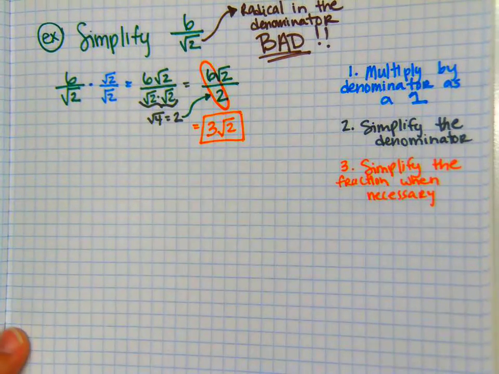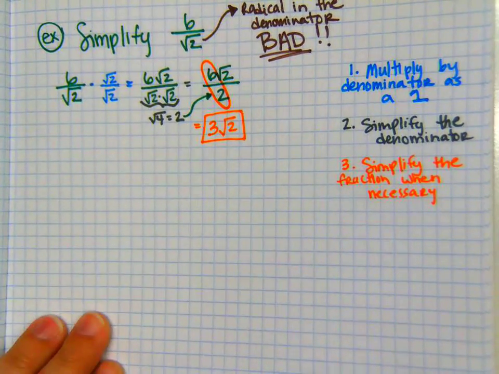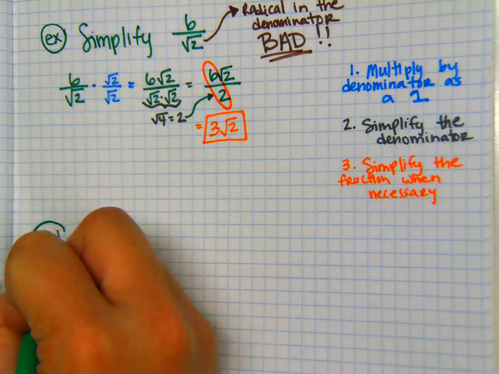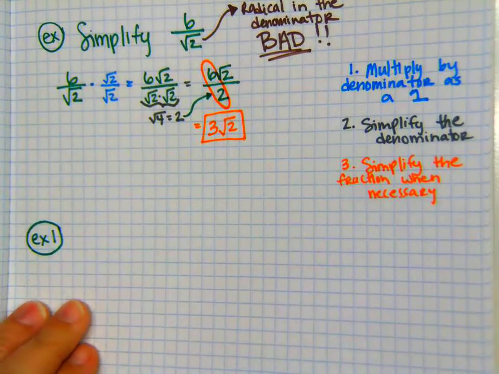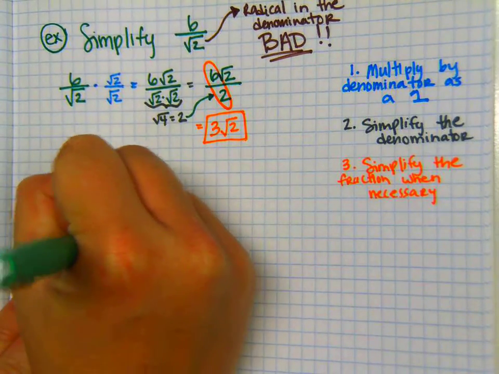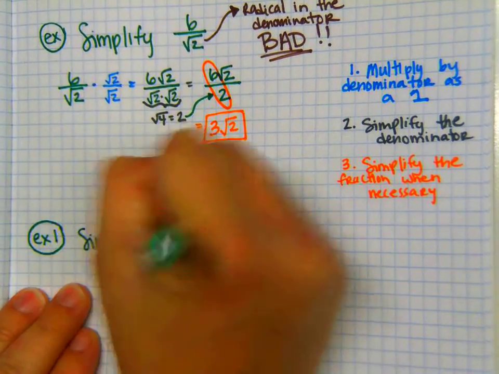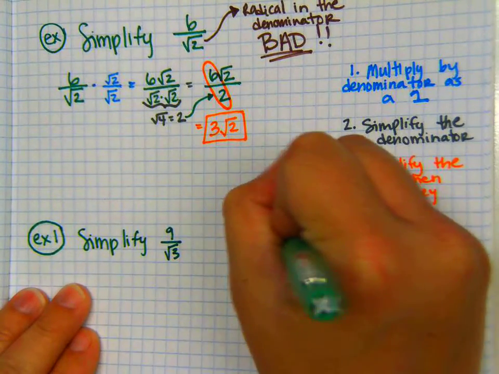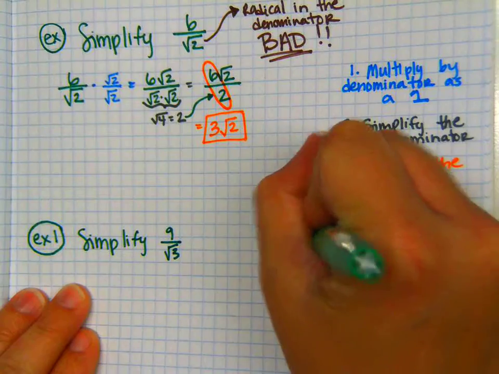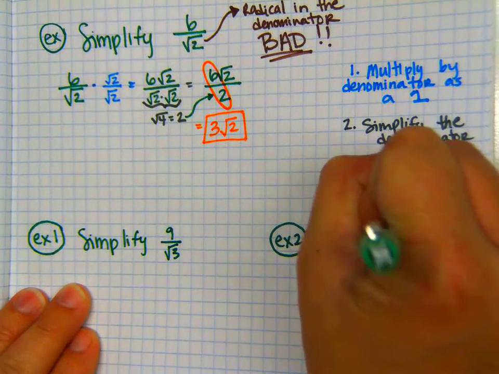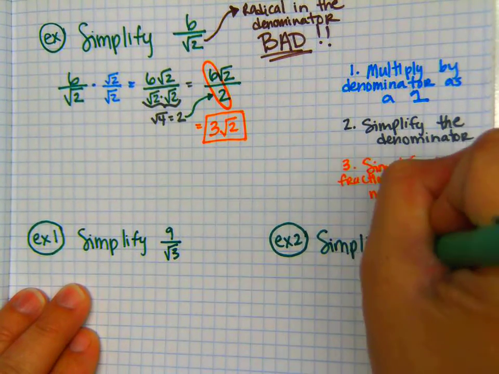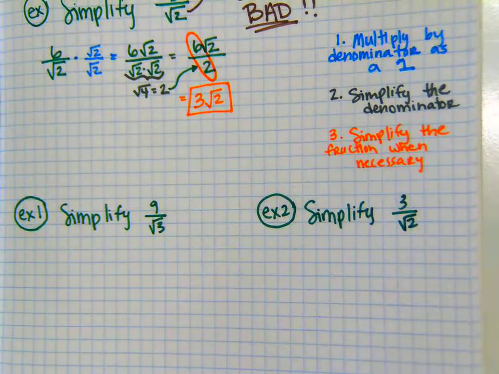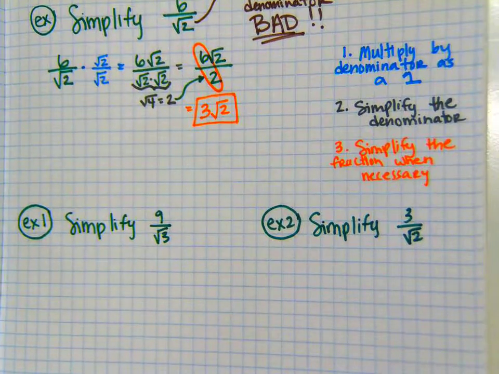So I'm going to have you do 2 examples. Go ahead and do these 2. The video is going to pause. You'll put in your answers, and then I will go over them after. So we have 9 over root 3, and then 3 over root 2. Go ahead and do those.